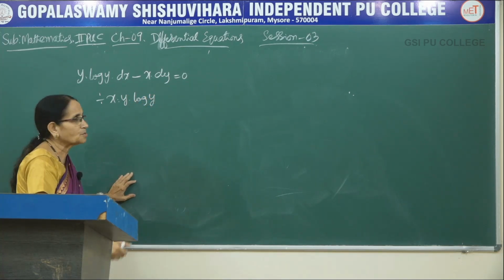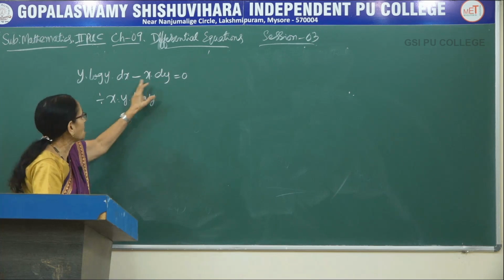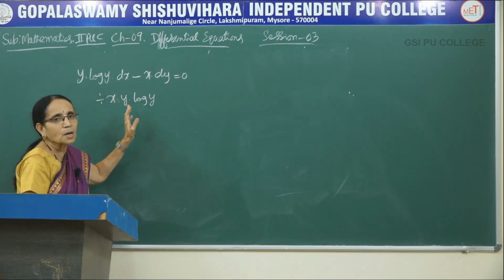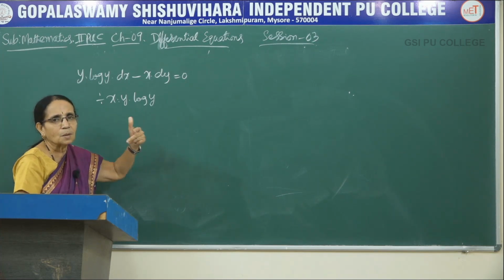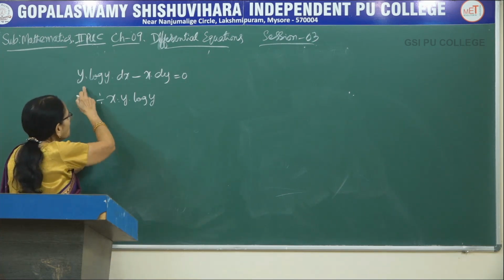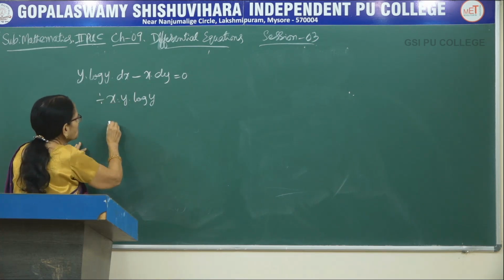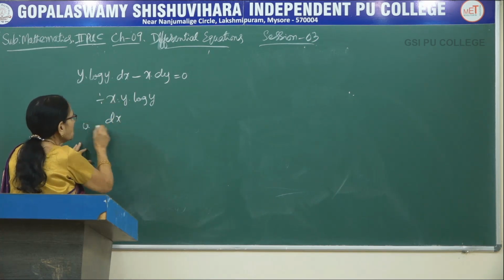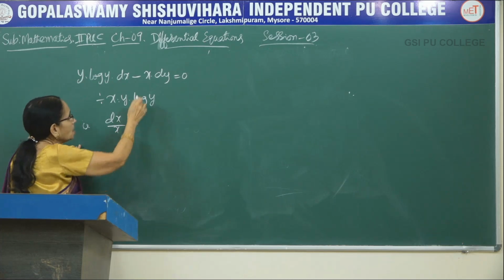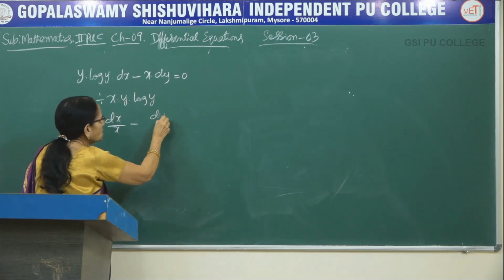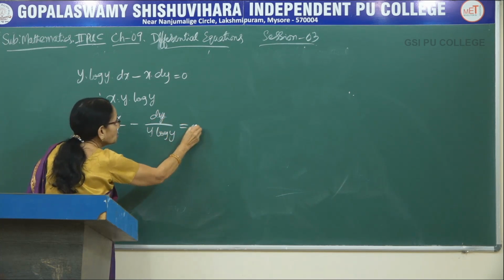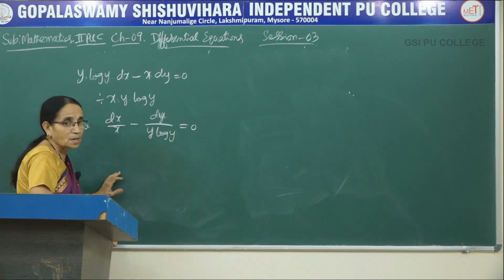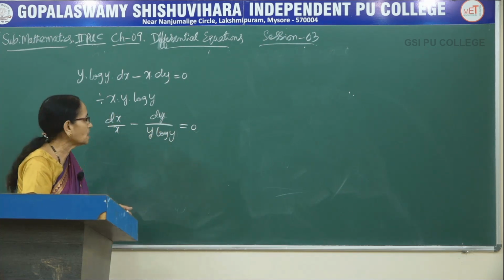Or you can do in different steps. First you divide by x, it comes to this position. Then divide by y into log y. Division means I am taking all of them together. So one step is skipped here. Now y and log y are cancelled. What is remaining? It becomes dx by x. Similarly, x is cancelled and what is remaining? It is dy divided by y into log y. Of course, right hand side being 0, it is easier to do this type of calculation.